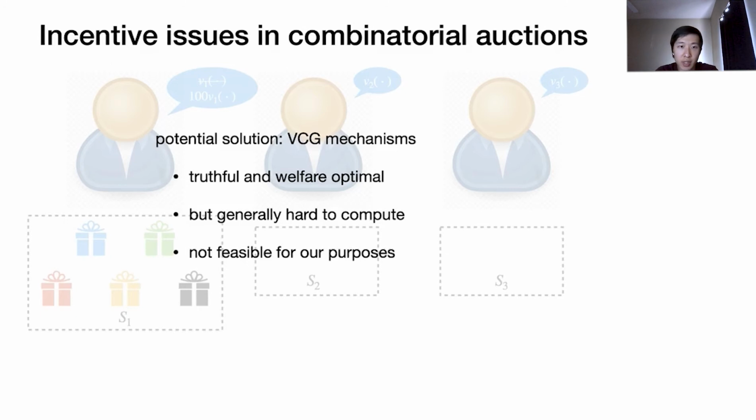So in general, we need to impose payments in order to align incentives. And one potential solution is to use the VCG mechanism, which is truthful and welfare optimal. But in general, it's hard to compute the VCG solution and the payments, so it's not feasible for our purposes.